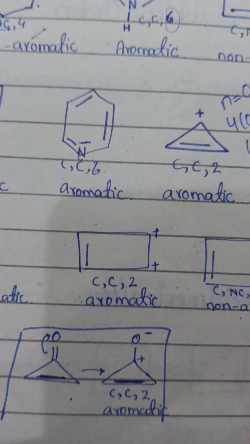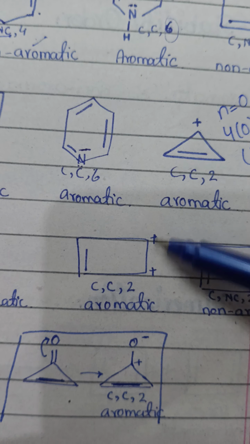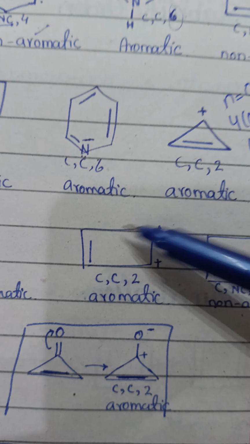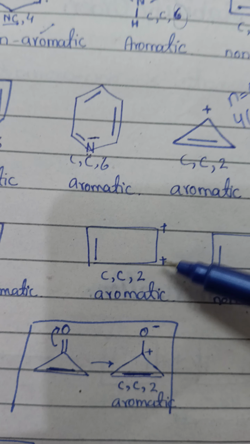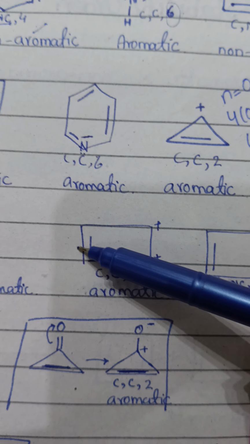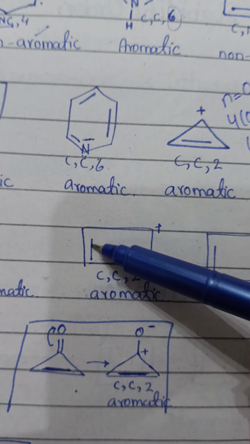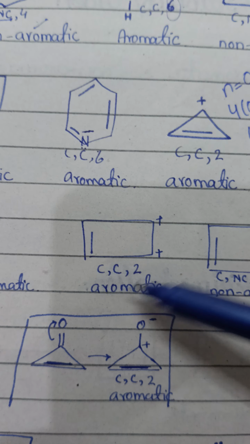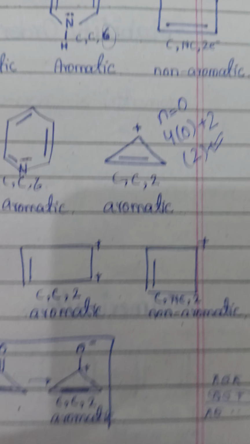Now in this structure we see that we have two positive charges. So pi, sigma, positive charge, sigma, positive charge, sigma, pi. So therefore it has conjugation in it, and it has only two electrons in it, so it is an aromatic compound.